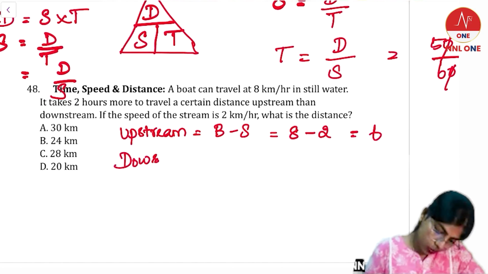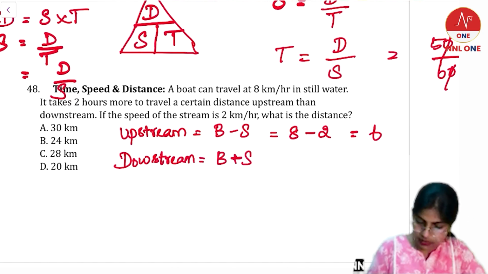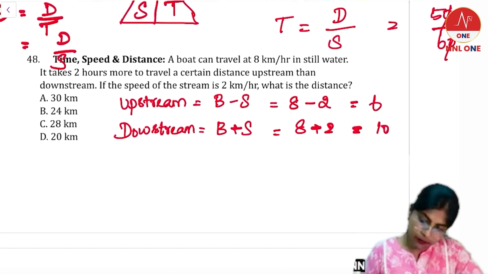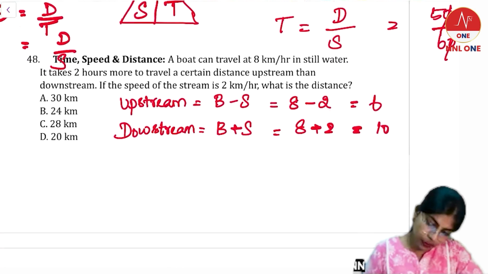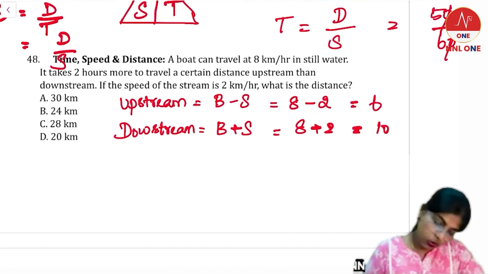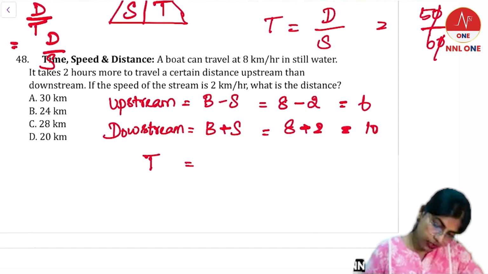Downstream speed is B plus S, so it is 8 plus 2, which is 10. If the speed of the stream is 2 km per hour, what is the distance? They're asking us to find the distance. We don't know the distance of either trip, so we are going to apply the formula: time is equal to distance by speed.